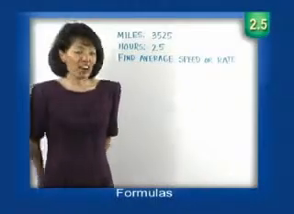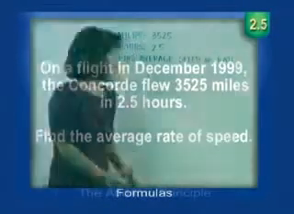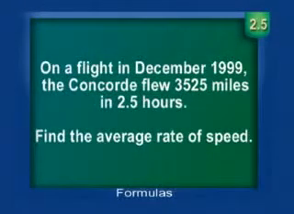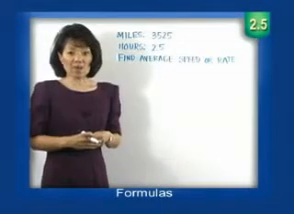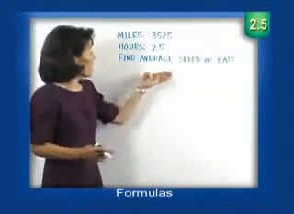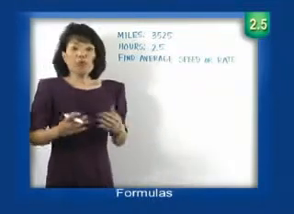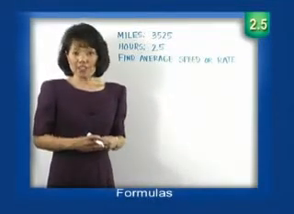Let's see now. We have our information from the problem that we read up here on the board. First of all, we know that the Concorde flew a total of 3,525 miles. Secondly, it took 2.5 hours. Our problem is to find the average speed, or what's referred to as the rate of travel.